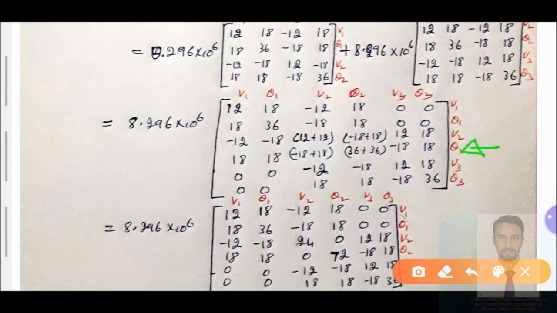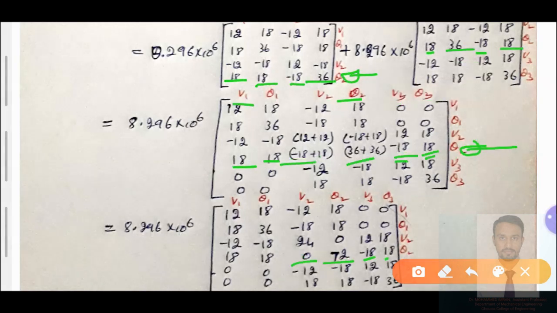Then we get the next row, that is the fourth row, where exactly the fourth row is with respect to theta 2 value. We have here theta 2 V1 value is 18. Similarly theta value is 18, here we have taken it as it is, 18. Then theta 2 V2 value we have minus 18, and again here plus 18, that is equal to 0. Then theta 2 value we have 36, here also 36, plus 36 is equal to 72. Theta 2 V3 value we have here minus 18, we have taken minus 18 here. Similarly theta 3 value we have plus 18.